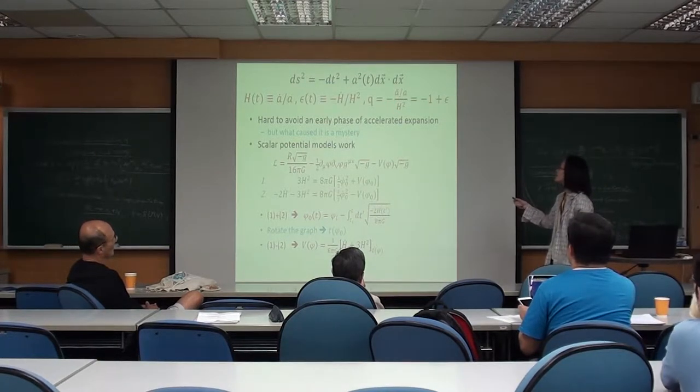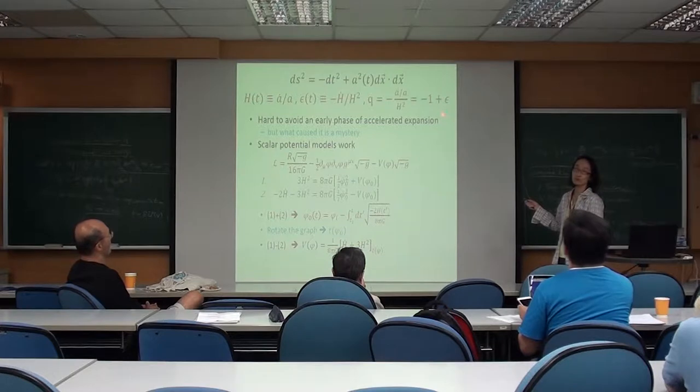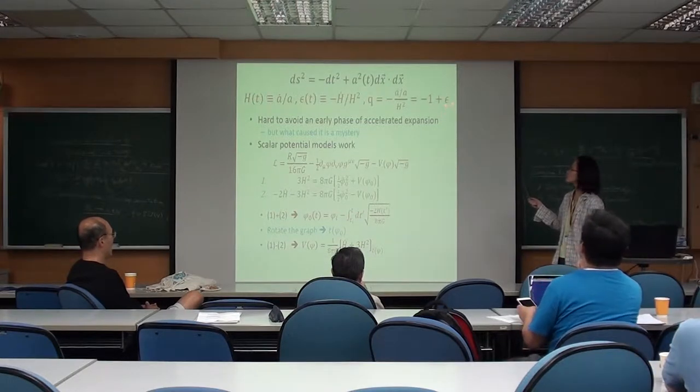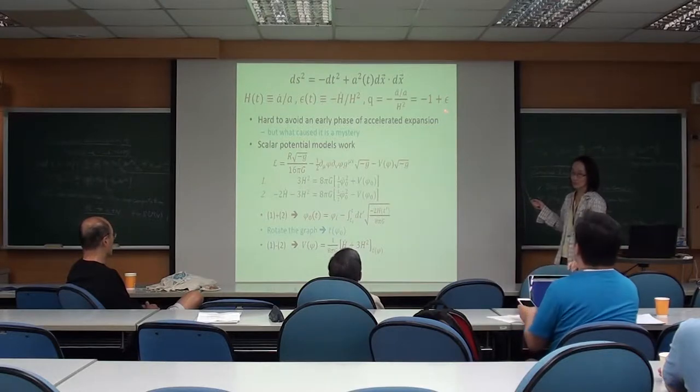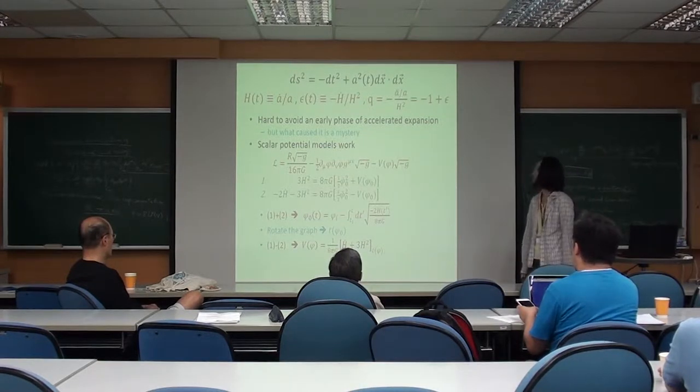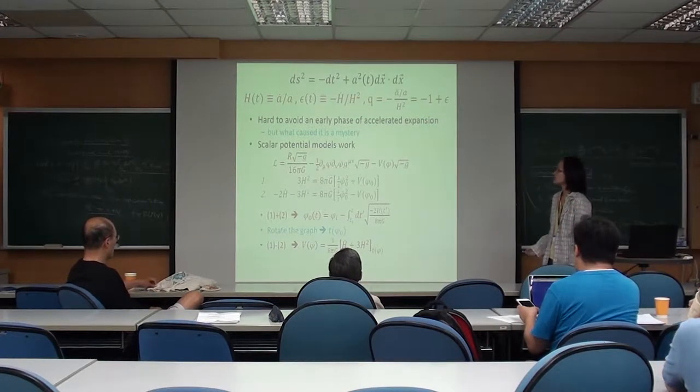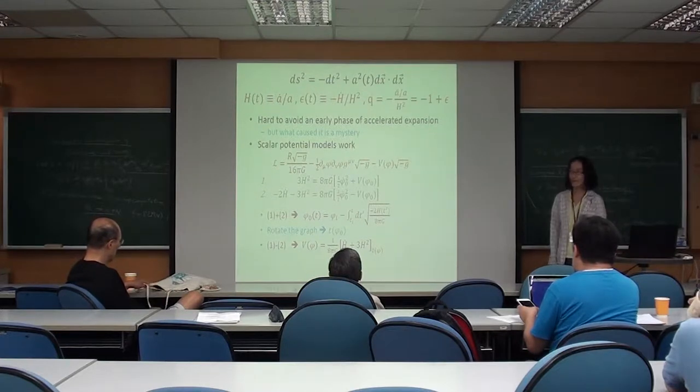Also related is one parameter we will talk about a lot, the first slow-roll parameter epsilon. When epsilon is less than 1, the phase is also accelerated. So from these parameters, we can roughly know the status of the universe. And the other thing I want to talk about is the early phase.